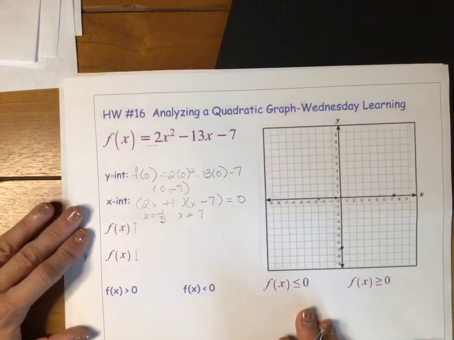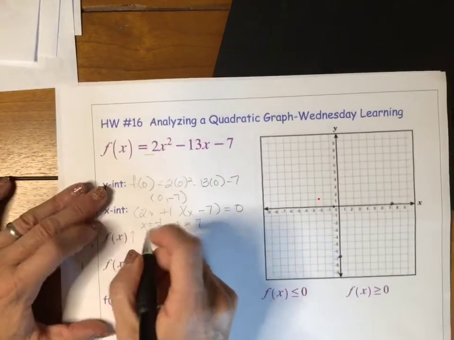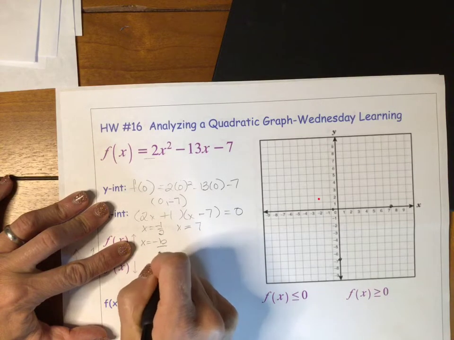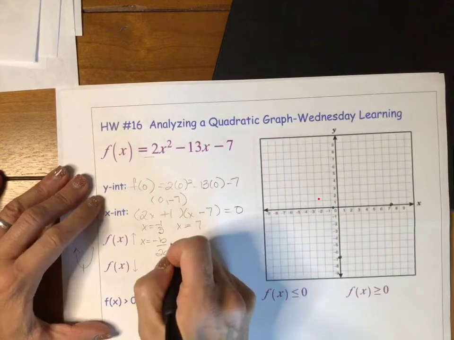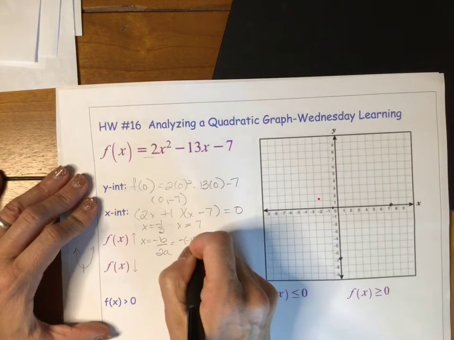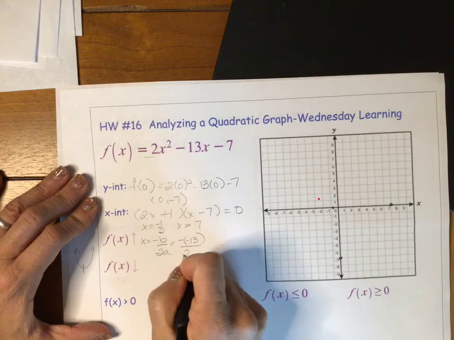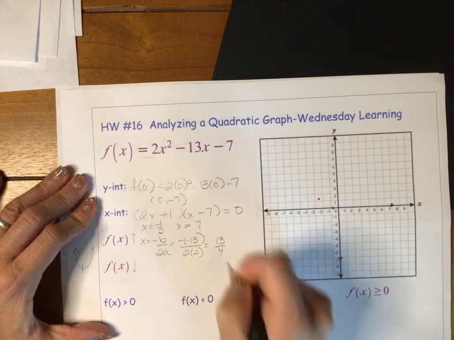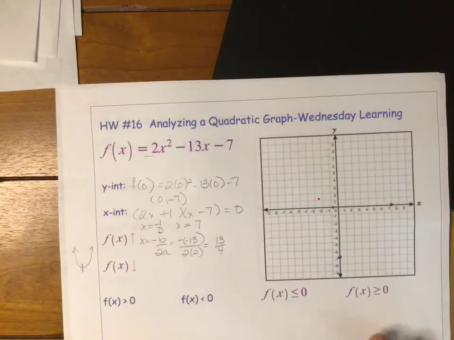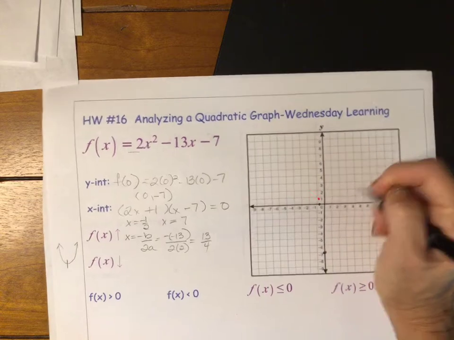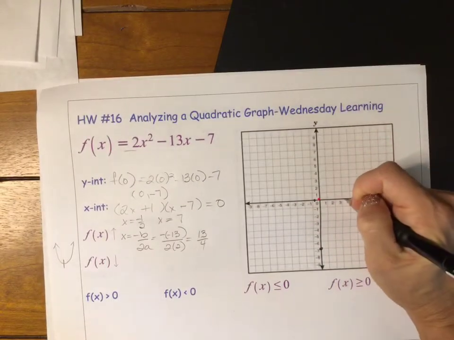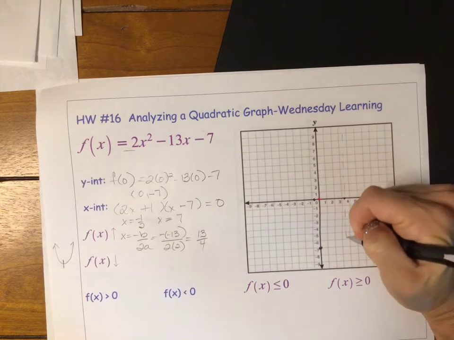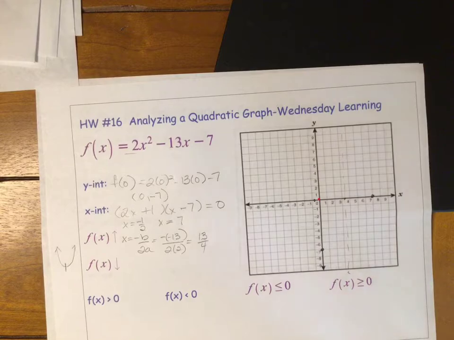So let's find our axis of symmetry. So x equals negative b all over 2a. So we're going to have a negative 13 all over 2 times 2. So a positive 13/4, which is just a little bit over 3. So we're going to go right in here. We're going to put that, kind of draw our axis of symmetry through there.